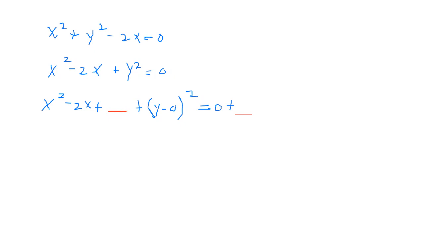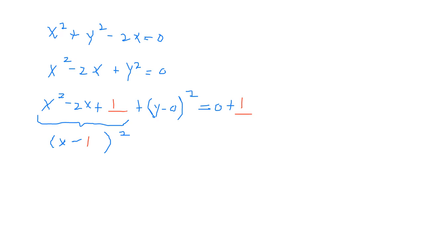And you have to ask, what's going to make this equal to x minus something squared? What number is going to do that? It's going to be 1. So you're going to add 1 here and 1 here.